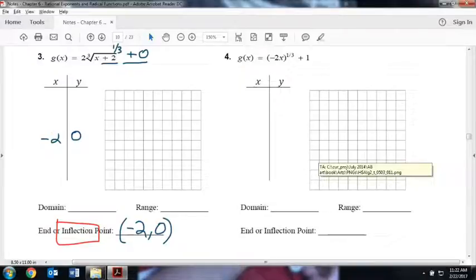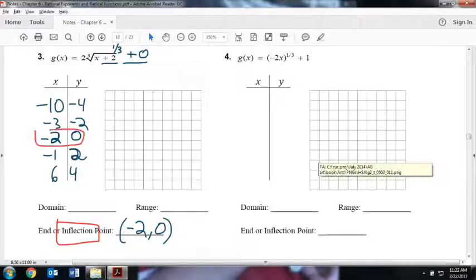If you scroll up to -2, 0, you'll find you've got a -3, -2. Get the right pen. My 2 back. -3, -2. You have a -1, 2. And if I scroll that way, I get a -10, -4. And if I scroll this way, I think I get a 6, 4, yeah. Cool. So those are my points, and this is still my inflection point, that point in the middle.